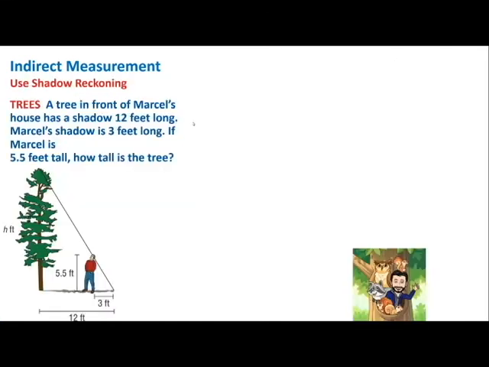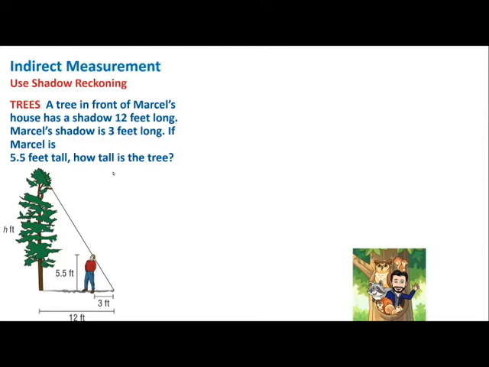Here's another one for you. A tree in front of Marcel's house has a shadow that is 12 feet long. Marcel's shadow is 3 feet long. If Marcel is 5.5 feet tall, how tall is the tree? If you feel comfortable, I would suggest pausing the video, trying this on your own, and then skimming ahead to see if what you get matches what I get.